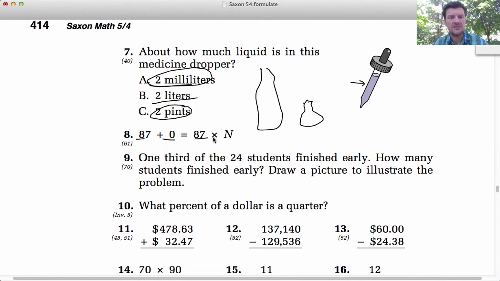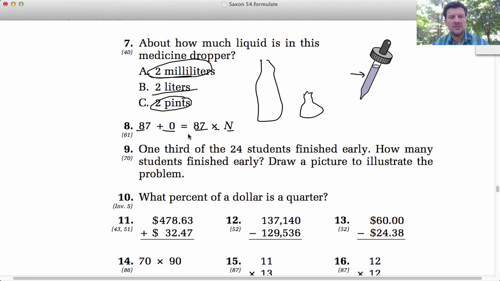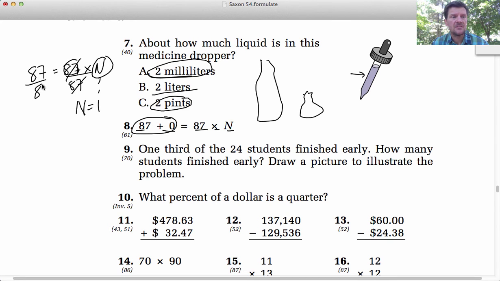87 plus 0 equals 87 times n. So in this case, let's evaluate the left side. 87 plus 0 is 87. And then on the other side, you've got 87 times something. This is your question mark. Anytime you see a letter here, it's asking you a question. 87 is equal to 87 times what? Well, hopefully you see that that is 1. But if you don't, you could also just divide both sides by this 87 to cancel it. That's a little bit of algebra, maybe getting ahead of ourselves here. But in any case, you're trying to answer that question.